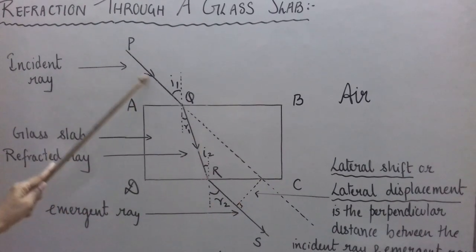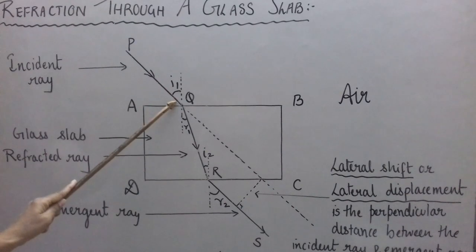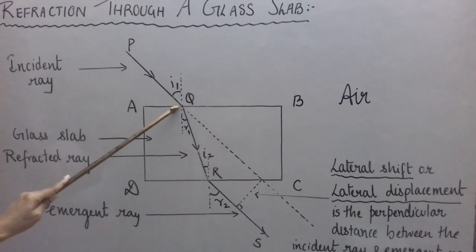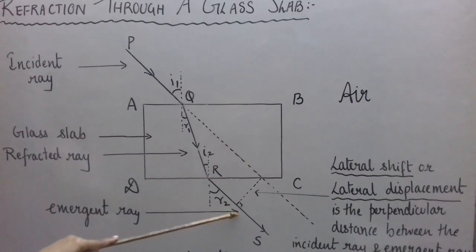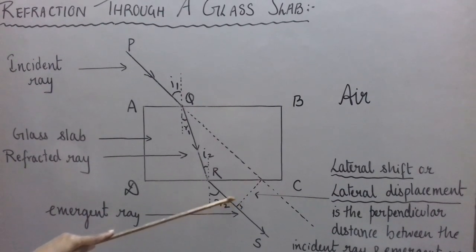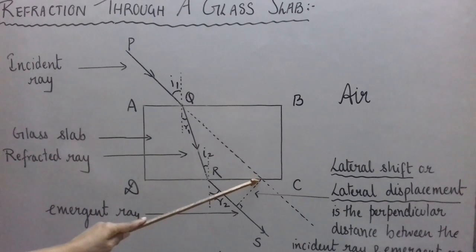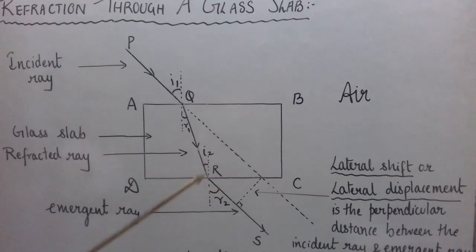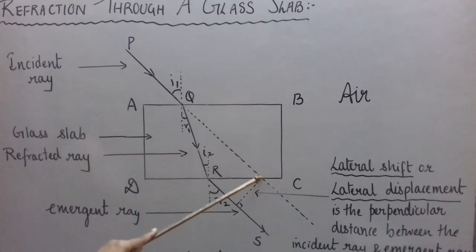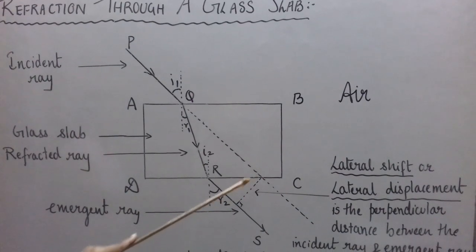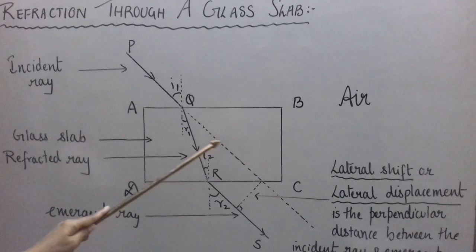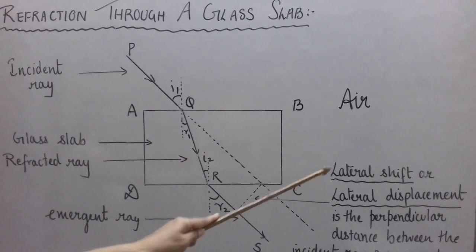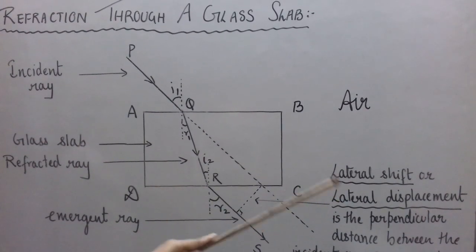It means whenever a ray of light is incident obliquely at one of the surfaces of a glass slab, from the opposite side it emerges out in such a way that it is parallel to the direction of the incident ray. Now, this perpendicular distance between these two parallel rays, one is the emergent ray, one is the produced incident ray, is called lateral shift or lateral displacement.